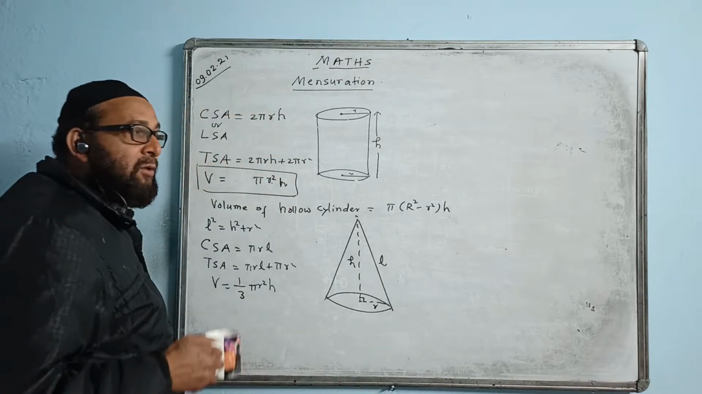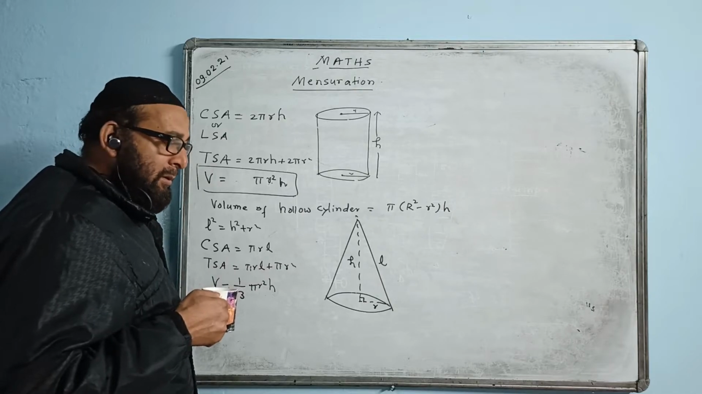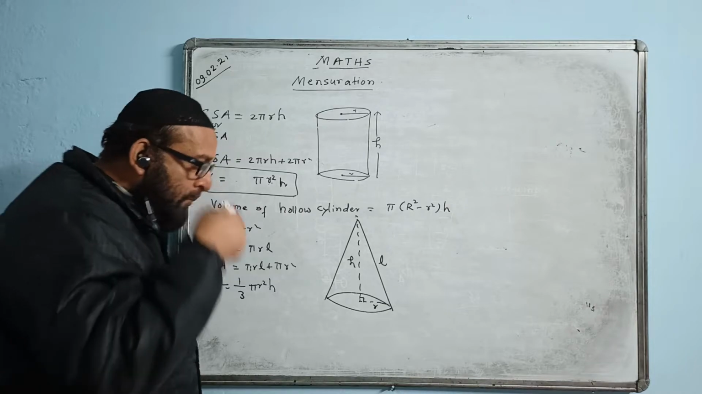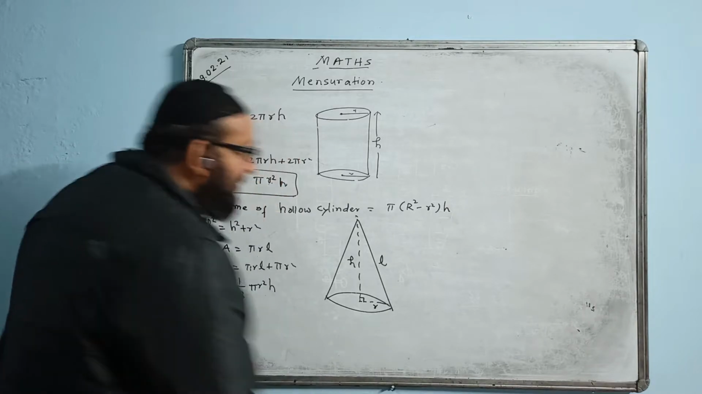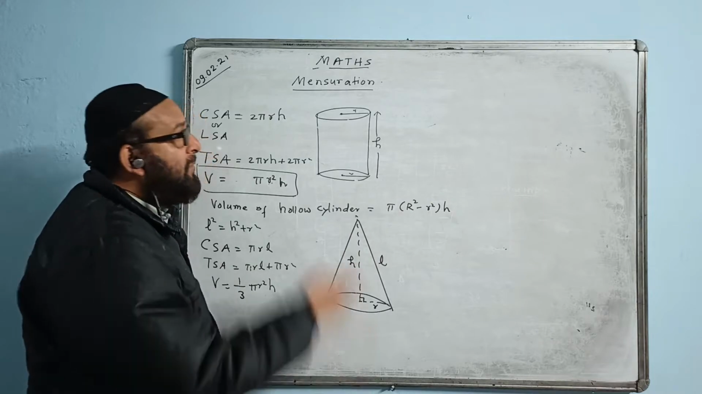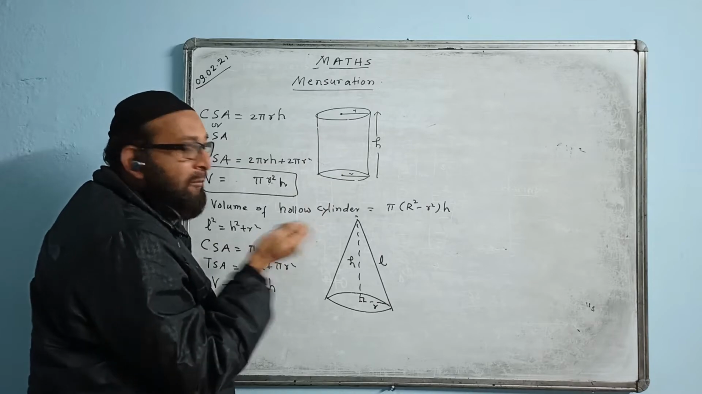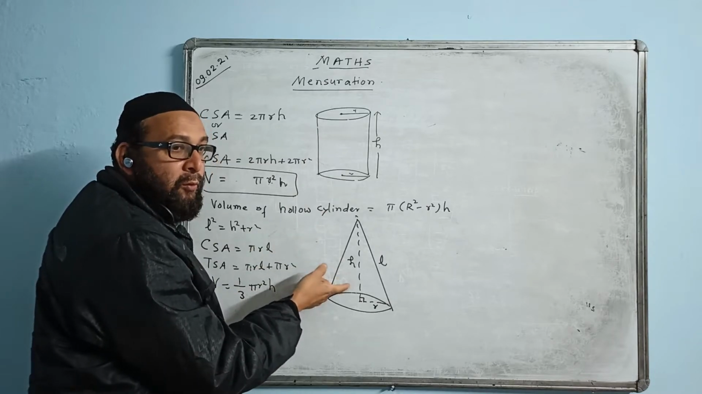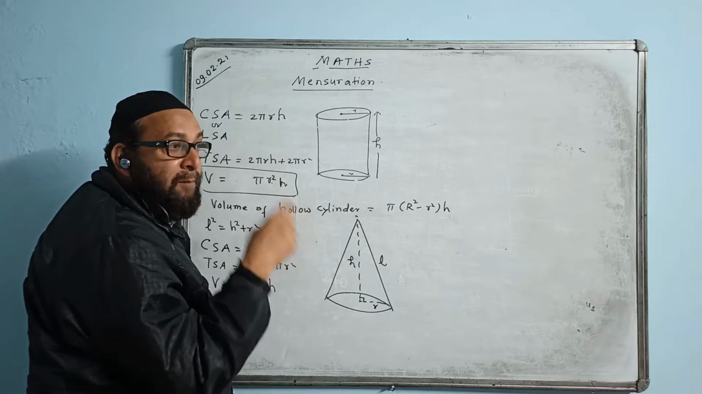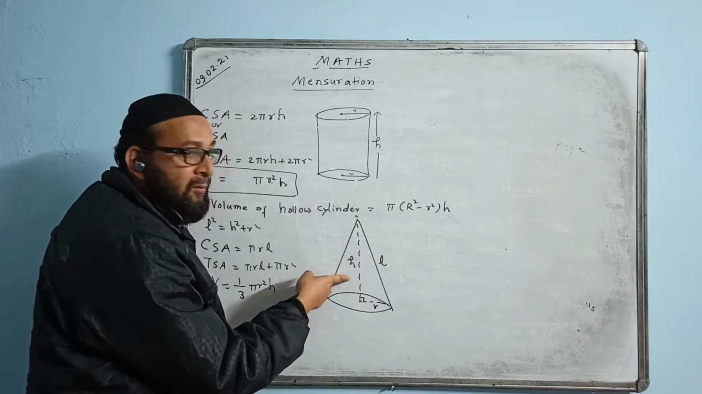Melting and recasting type questions will make their volumes equal. There is one figure. The volume of the cone will be equal to the volume of the cylinder. Suppose from a cylindrical pipe we are filling water in the cone. The volume of water in the pipe, which is like a cylinder, is equal to the volume of water in the cone.